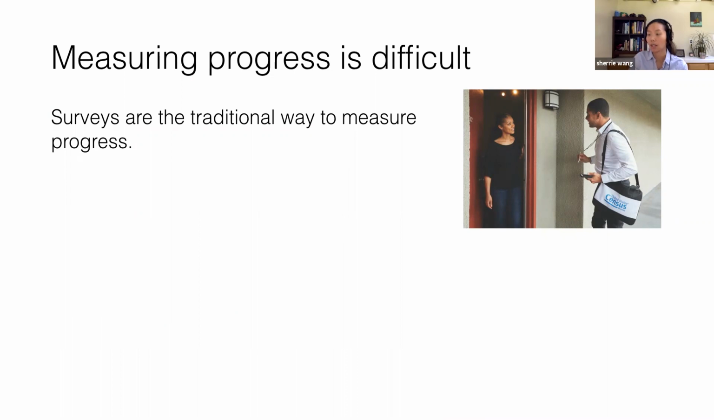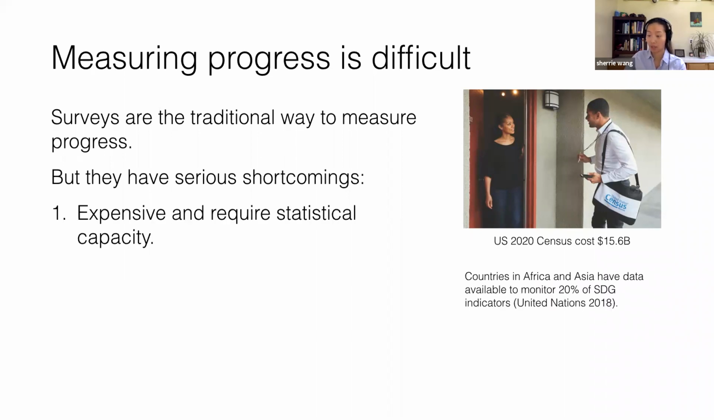The traditional way that we get data about the world is usually through surveys. And here I'm showing a picture of the US Census being conducted. And surveys give you a lot of high quality data, but they also have some serious shortcomings. The first one is that they can be really expensive and they require statistical capacity to be done. For one example, the US 2020 census cost $15.6 billion. And the UN in 2018 estimated that countries in Africa and Asia only have the data available to monitor 20% of SDG indicators.